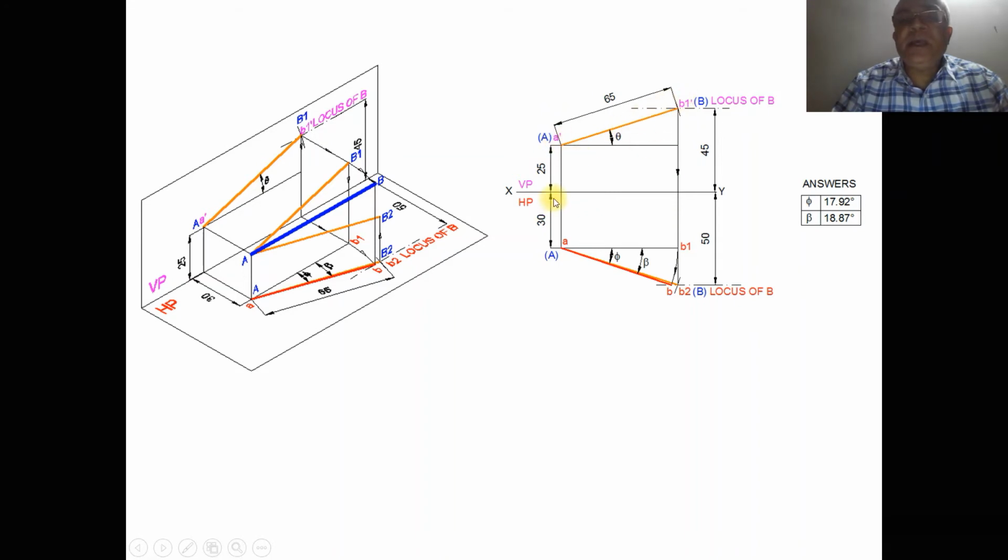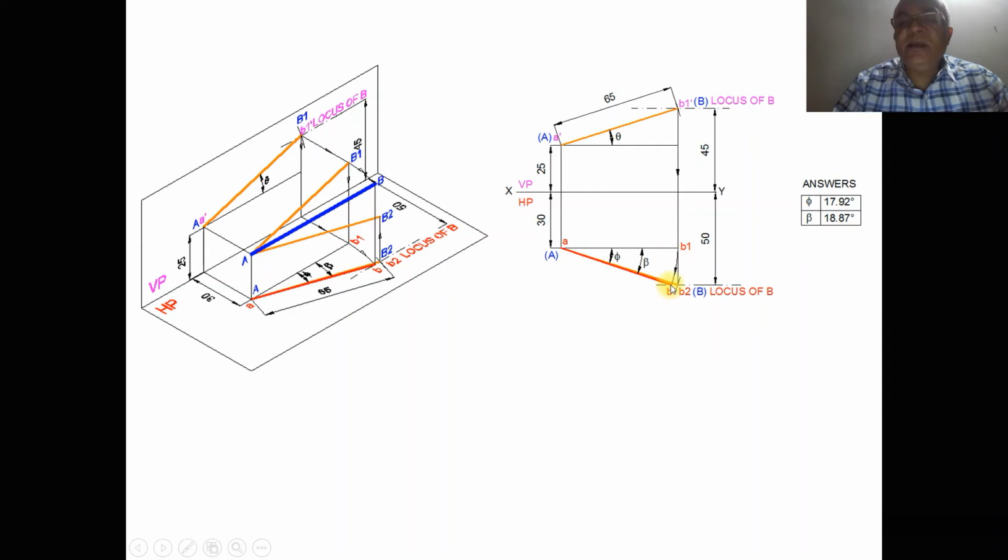We know that this is the true length in the vertical plane, so AB1 should be parallel to VP. A is in front of VP by 30 mm and B1 should also be in front of VP by 30 mm. Then the line AB1 is parallel to VP. But B is not in front of VP by 30 mm; instead, the distance is 50 mm in front of VP.